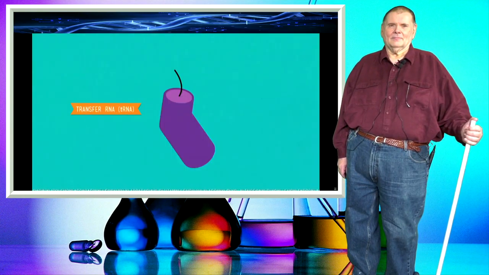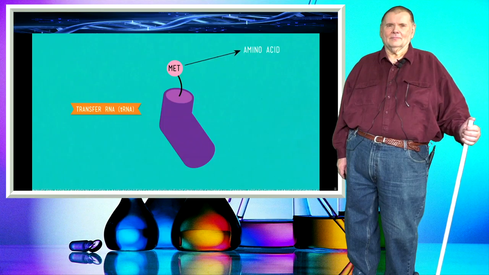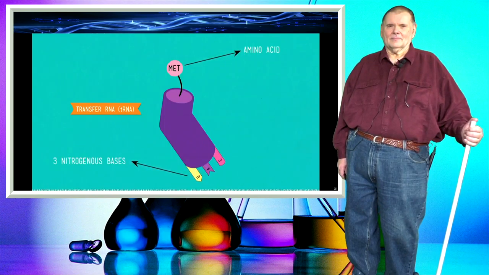On one end of the tRNA is an amino acid. On the other end is a specific sequence of three nitrogenous bases. These two ends are kind of matched to each other. Each of the 20 amino acids that we have in our body has its own sequence at the end. So if the tRNA has the amino acid methionine on one end, for instance, it can have UAC as the nucleotide sequence on the other end.